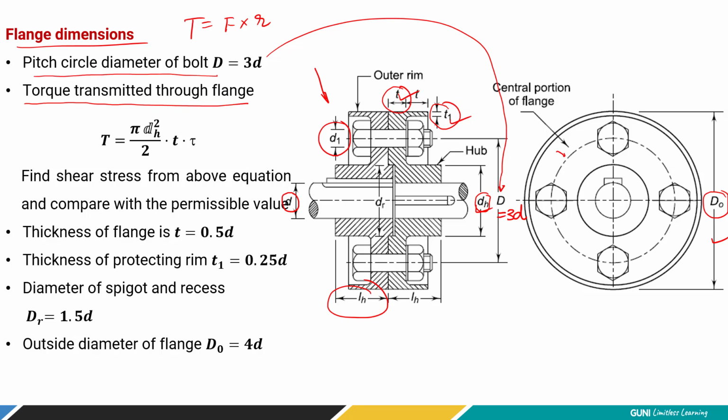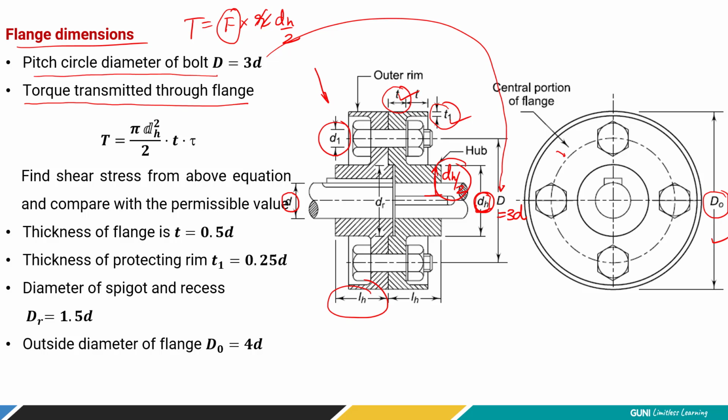Now here we are going to take DH, means hub diameter. So this is the hub diameter. We are going to take half of it, that is DH by 2. So this is the radius, right? So instead of R, I am going to take DH by 2.